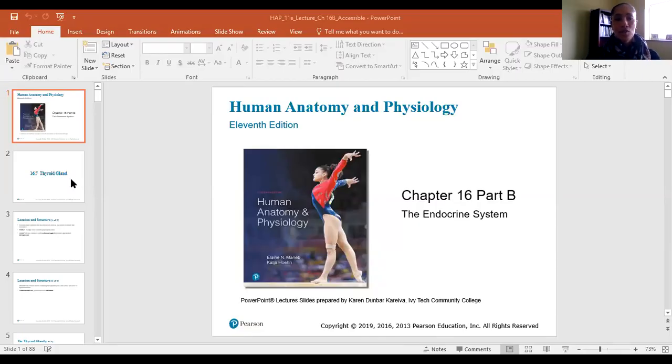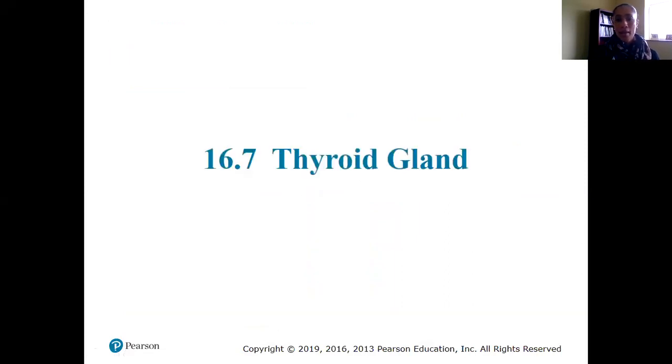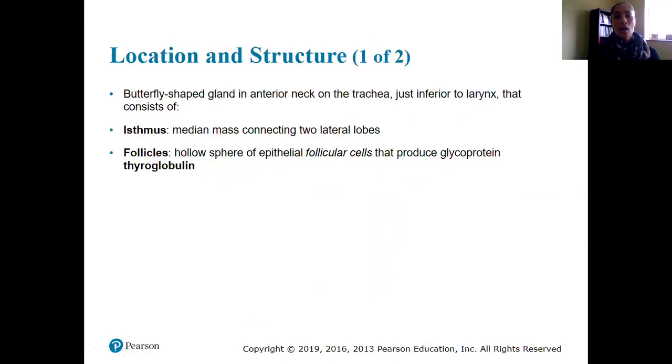So we're going to move on to the thyroid gland. We left off talking about the anterior pituitary gland and the 6 hormones that are released from there. So let's pick back up where we left off. So we are starting with the thyroid gland. The thyroid gland is a butterfly-shaped gland that is located within our neck.